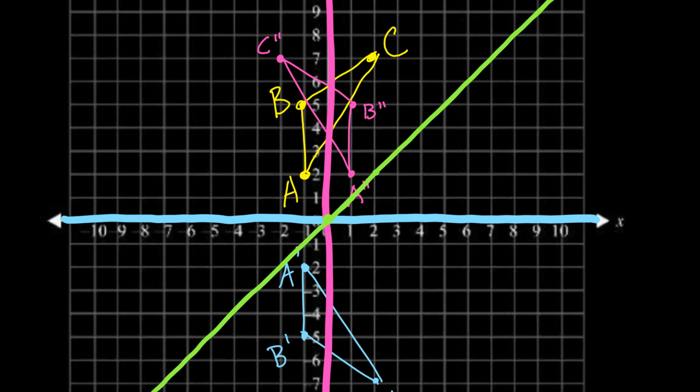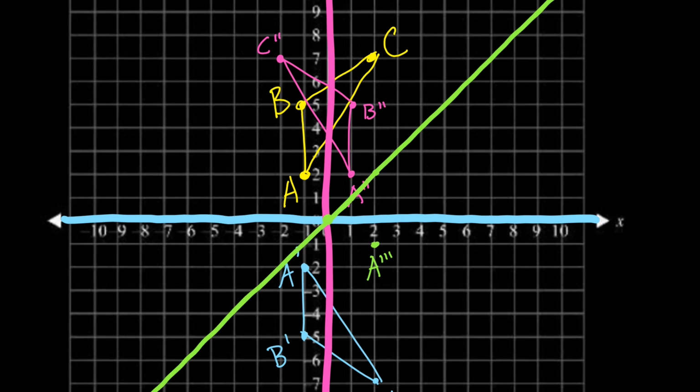So here, how far is A, the original A, the yellow A, away from the line diagonally? 1 and a half. Do you need to draw that line? No. But it is 1 and a half away. So we go a half and 1 to the other side. This is now A triple prime.